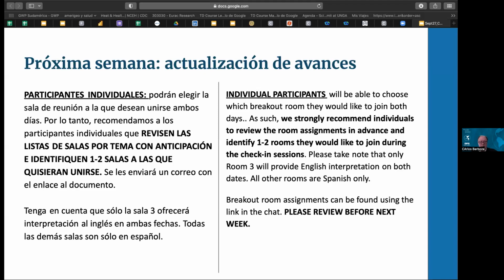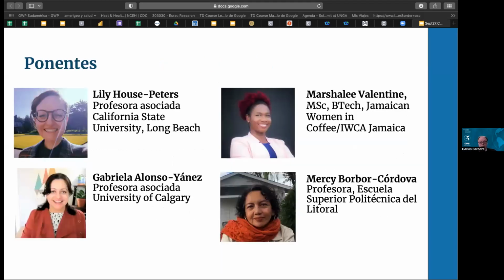There will be interpretation only in room 3, okay? So that will be the English-Spanish room. The other rooms will only include Spanish.